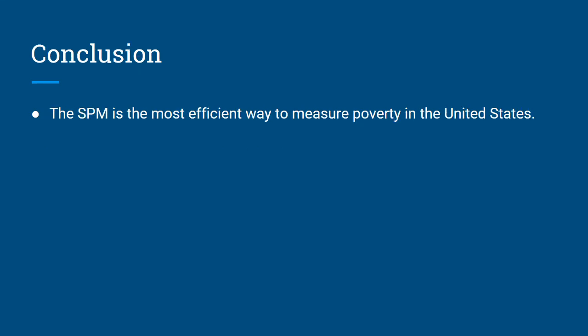In regards to our initial definition of poverty being the deprivation of one's basic capabilities necessary for well-being, it is prevalent that the quasi-relative measurement, the SPM, is the most efficient way to measure poverty in the United States.